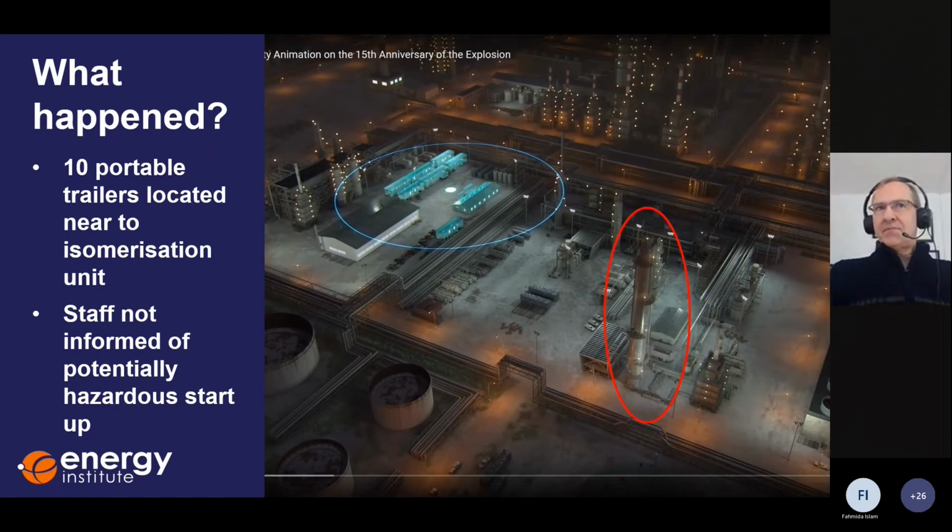But importantly, no one had mentioned to them that the ISOM unit was being started up, potentially hazardous activity. There was no suggestion to relocate during the startup process, no awareness of this hazardous activity going on nearby. And there are hundreds of workers housed in the portable units.